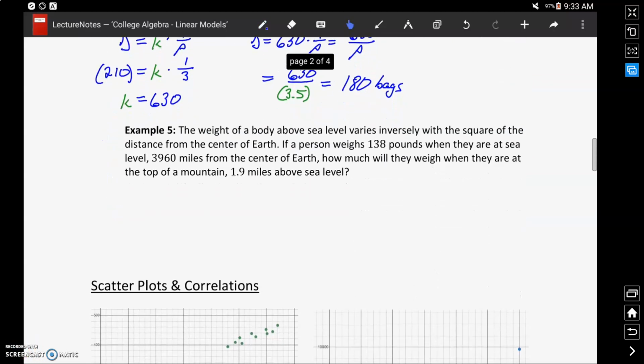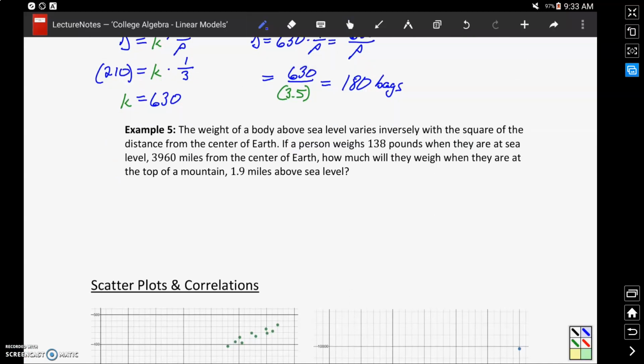In example 5, we're told that the weight of a body above sea level varies inversely. So again, that's another way to indicate that we have this inverse variation situation going on, to the square of the distance from the center of the Earth. So this lets us know that we can set up an equation of the form W for weight equals some constant K times 1 over D, that distance, and in this case, squared.